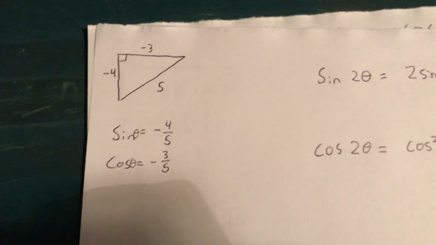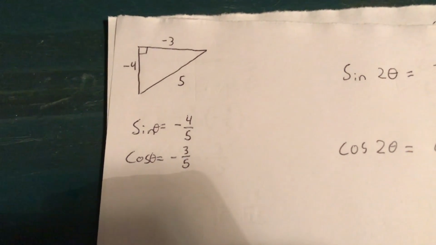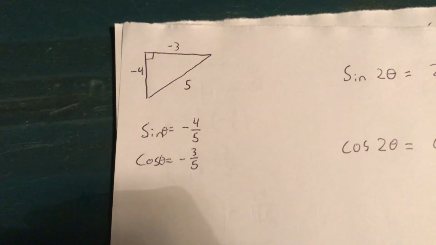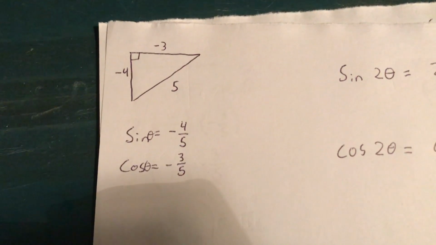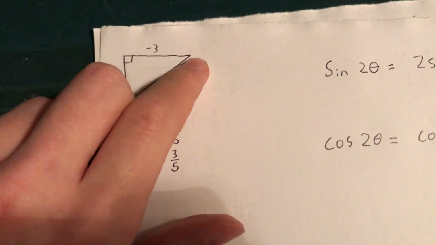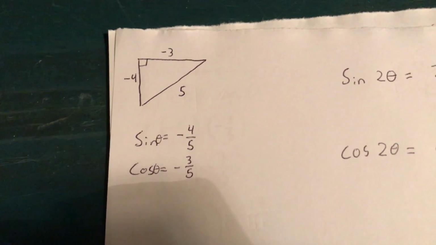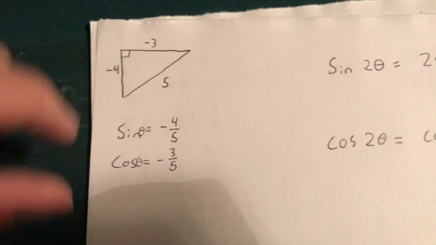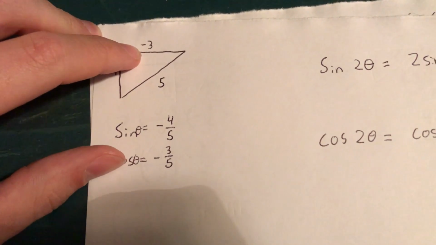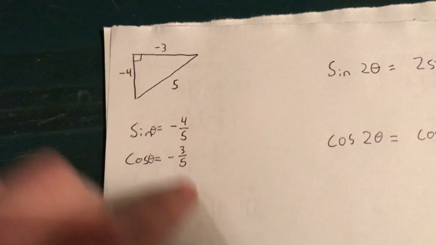Next, you then have to figure out cosine, and once again using SOHCAHTOA, since theta is this angle right here, it would be adjacent over hypotenuse, so the adjacent side is -3 over 5, becoming cosine of theta.